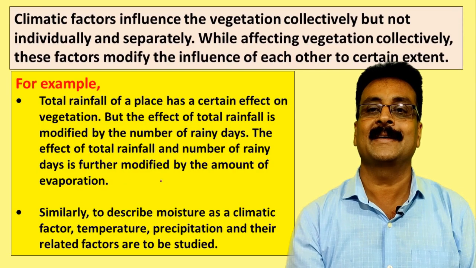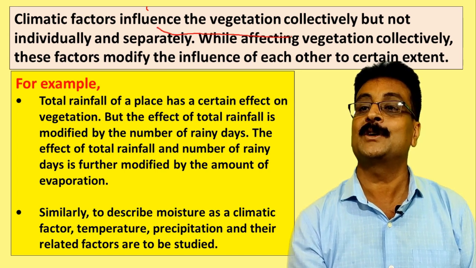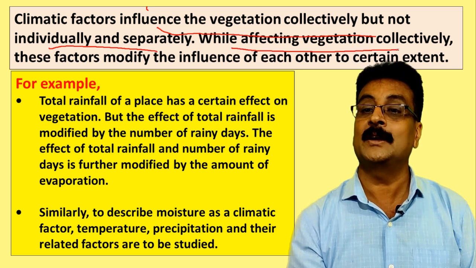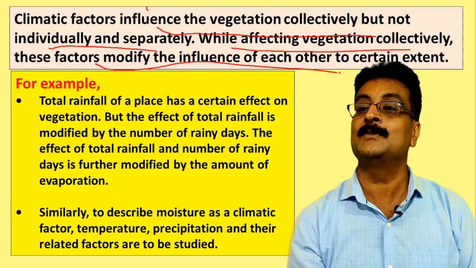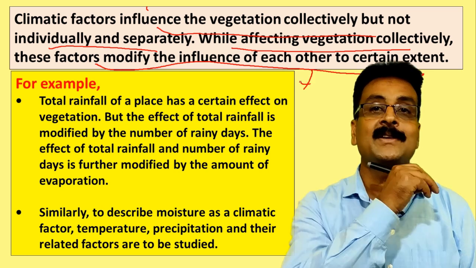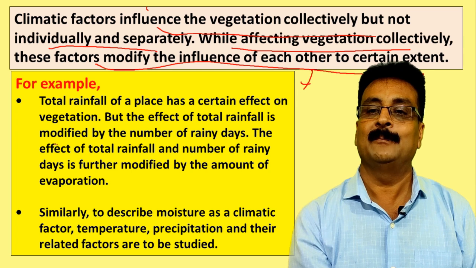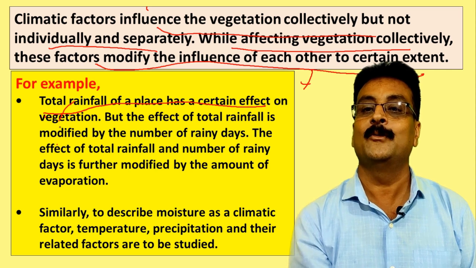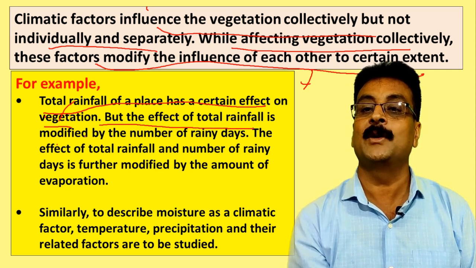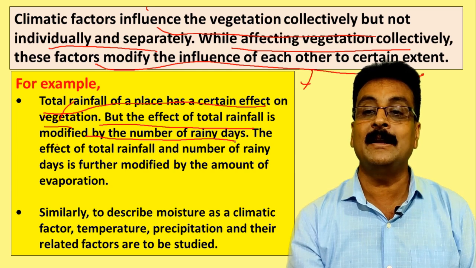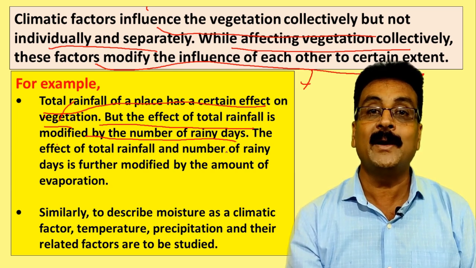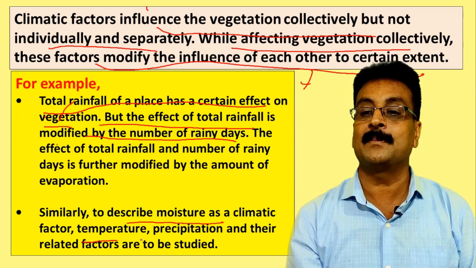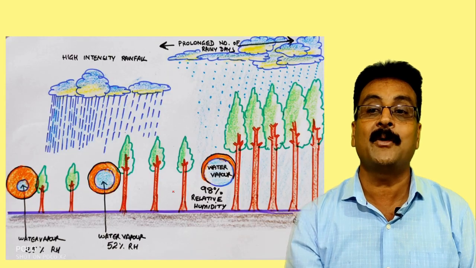This is called bioclimate. The climatic factors influence the vegetation collectively and not individually, separately. While affecting vegetation collectively, these factors are modified and infused with each other and reflected in the form of vegetation. For example, as I told you in the previous lecture also, the total rainfall of a place has a certain effect on vegetation, but the effect of total rainfall is modified by the number of rainy days. If more rainy days are there, the effect is modified for the better, and more luxuriant vegetation is there. Similarly, moisture as a climatic factor, temperature, and precipitation are studied together. That's why bioclimate is very important.